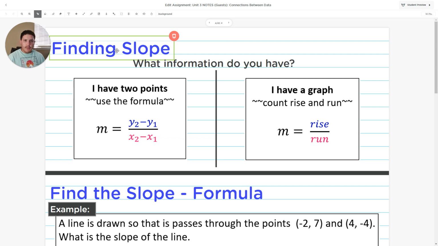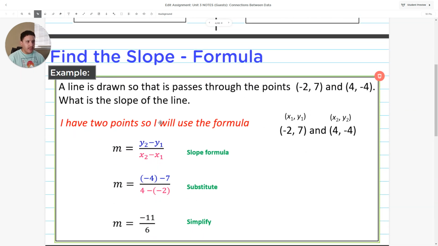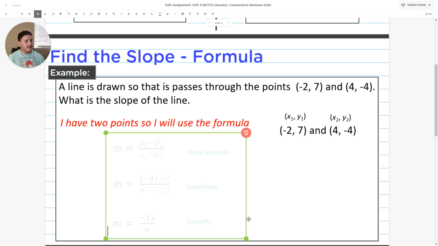So, finding slopes, there are two ways. Either we use the slope formula, or we use a shortcut with rise over run. I'm going to show you all the example first on the formula. How do we use the formula to find slope?